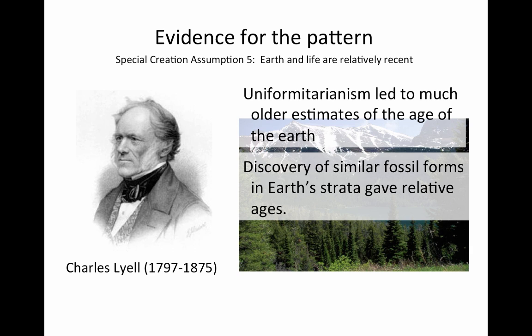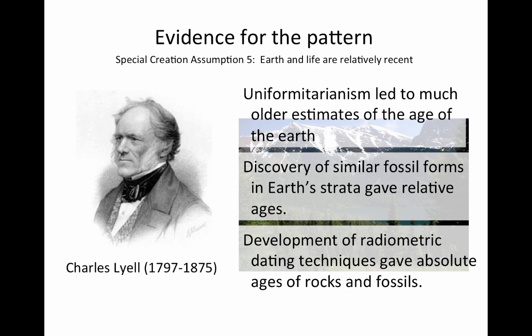We also see in the fossil record discovery of similar fossil forms in different strata of the Earth. You heard about this in the video about radiometric dating. We have relative ages of different strata of the Earth that tell us that life on Earth is really quite old. And finally, in the modern age, the development of radiometric dating techniques can give us absolute ages of rocks and fossils, and we can be very highly confident in our estimates of the age of the Earth at somewhere in the range of 5 billion years old, and the age of life being somewhere around 4 billion years old.